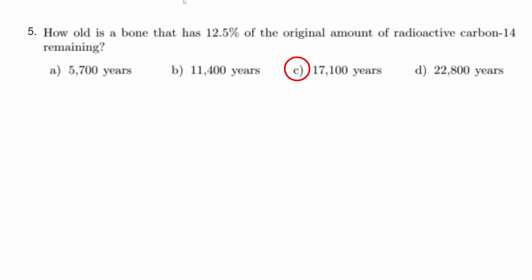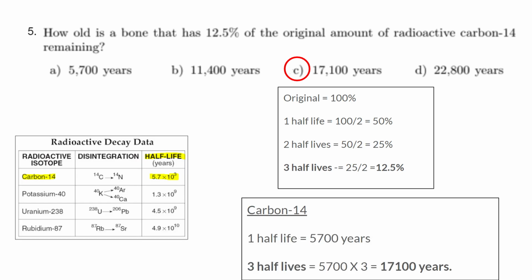Number 5 is asking, how old is a bone that has 12.5% of the original amount of radioactive carbon 14 remaining? The correct answer is C, 17,100 years. And here's how I did it. So I always start with 100%, right? Originally, I should have had in that bone 100% carbon 14, but I only have 12.5% remaining. So let's figure out how many half lives that carbon 14 had to go through for only 12.5% of it to be left over in that bone.